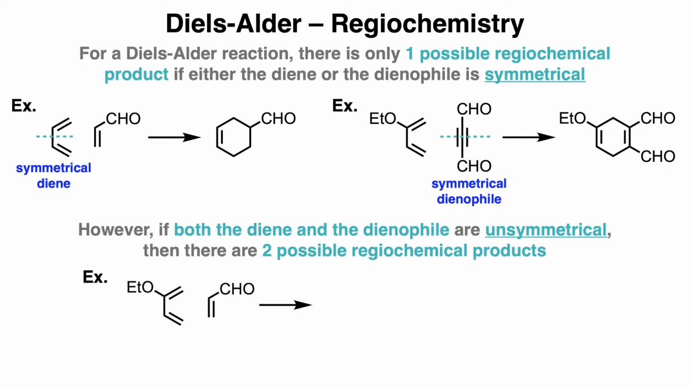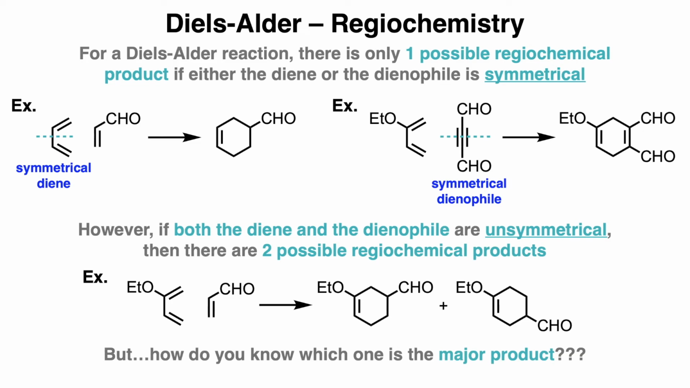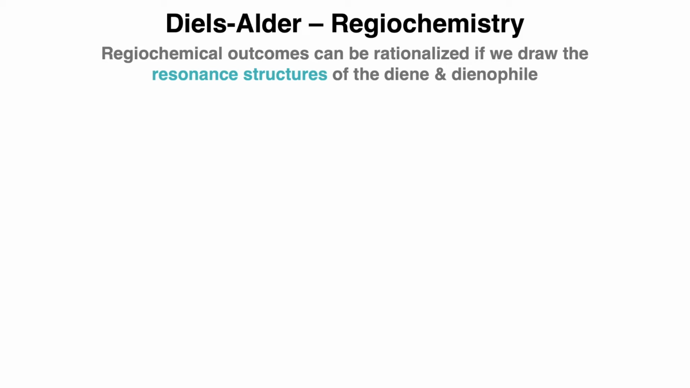In this example, you could get two possible products depending on the orientation of the dienophile, where the aldehyde functional group could either be pointing up to get the first product, or it could flip around to get the second product. But of the two molecules, how do you know which one is the major product? Regiochemical outcomes of a more complicated Diels-Alder reaction can be rationalized if we draw the resonance structures of the diene and dienophile.